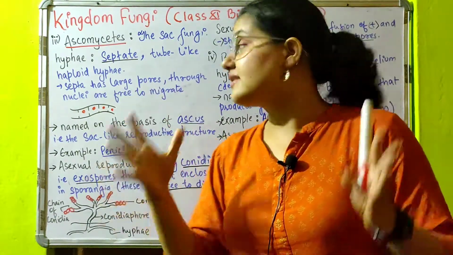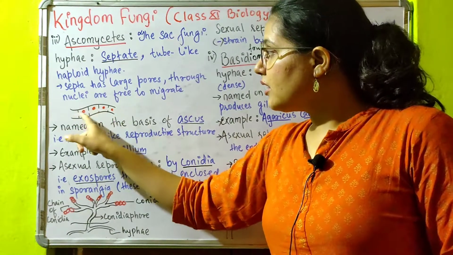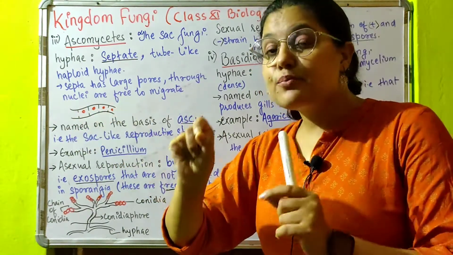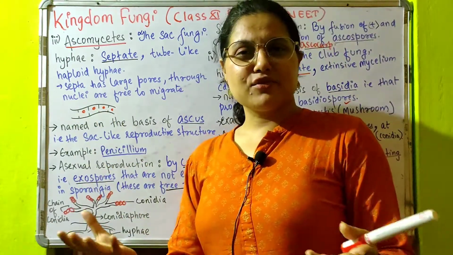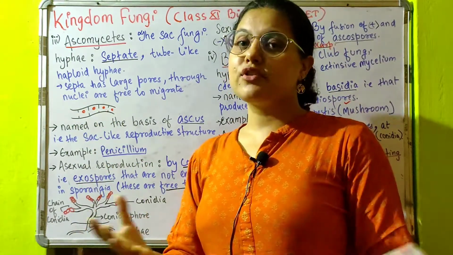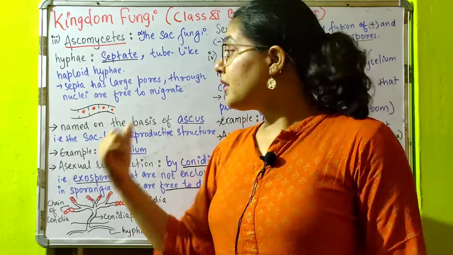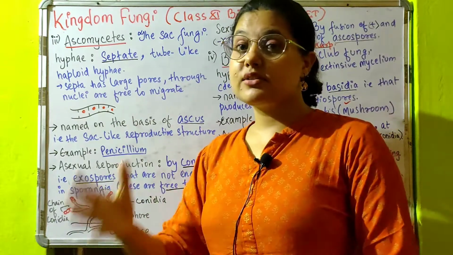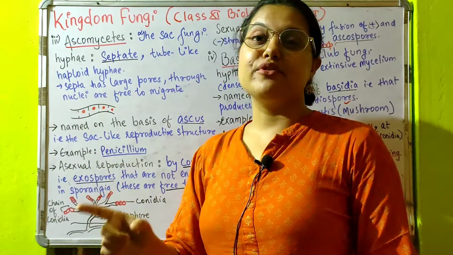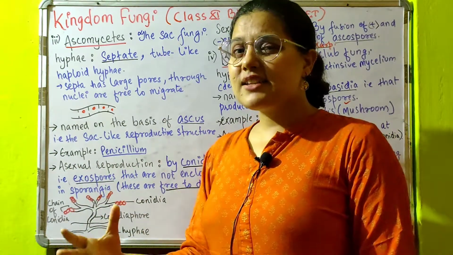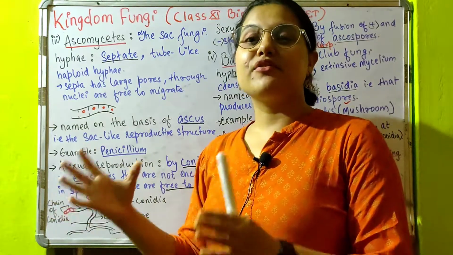See septa, there are large pores in the septa. In this diagram, between the membrane there is a pore, and this pore helps the nucleus to move freely. In the case of zygomycetes there was no septa, that means nuclei were free to move without a pore. There was no need of a pore. But here, since they have septa, we are studying about pores in those septa so that the nuclei can move freely between the protoplasm. And what is septa? Septa is a membrane which divides the protoplasm into different compartments.